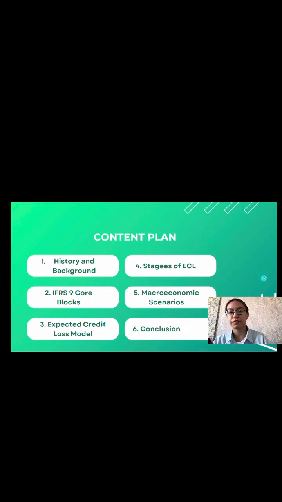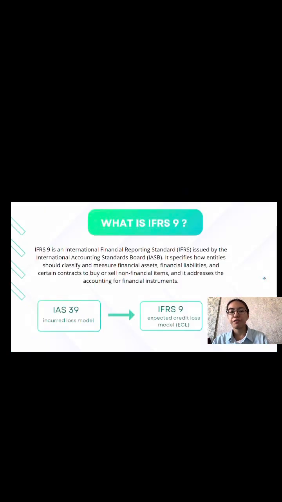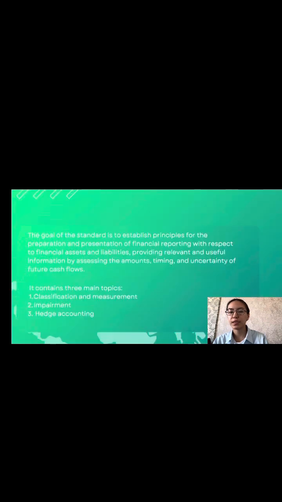So, what is IFRS 9? IFRS 9 is a standard used by financial institutions to classify and measure financial instruments. It replaced IAS 39 in 2018. The main goal of this standard is to make financial reporting more transparent and forward-looking.